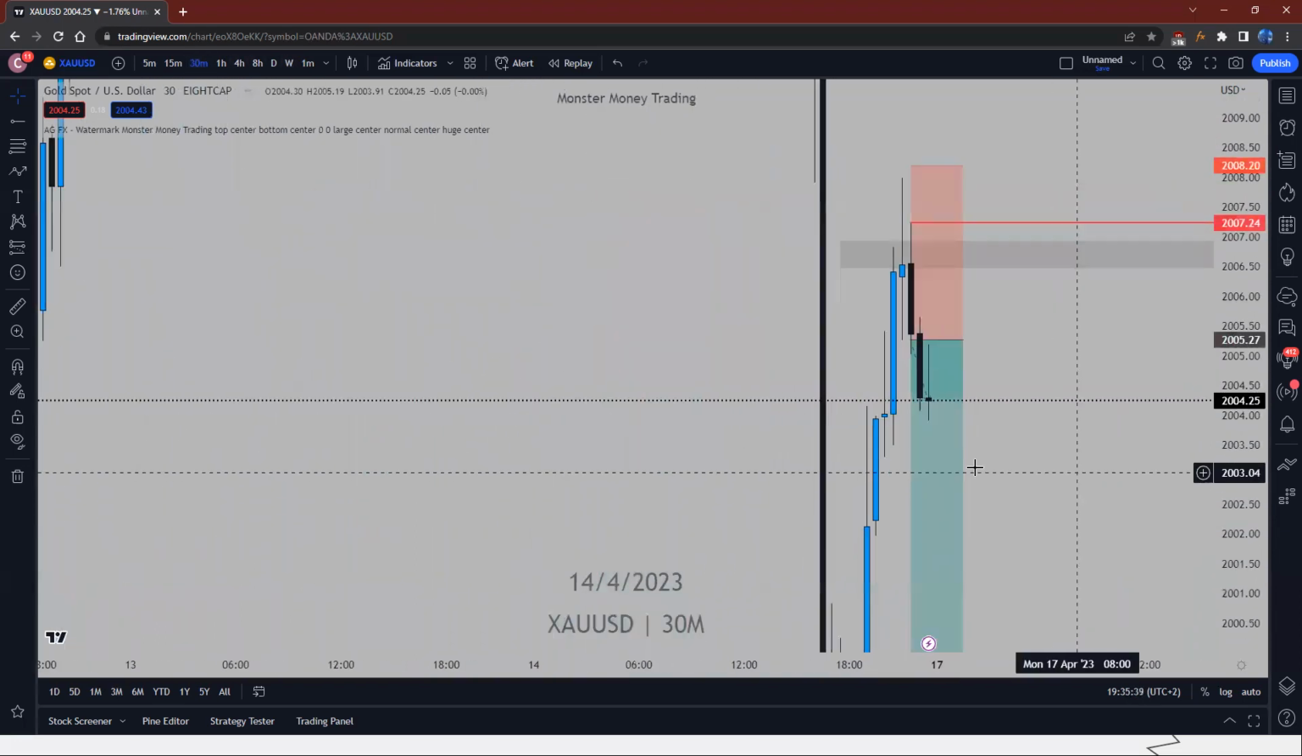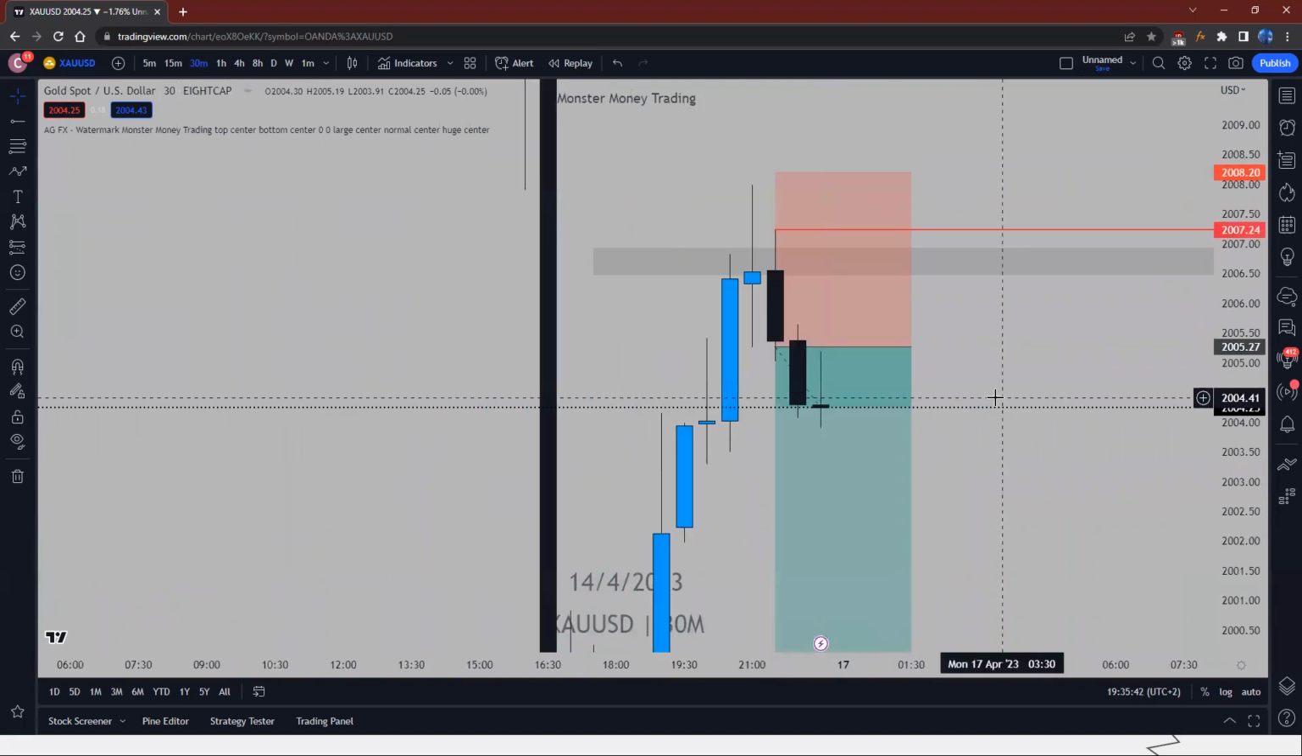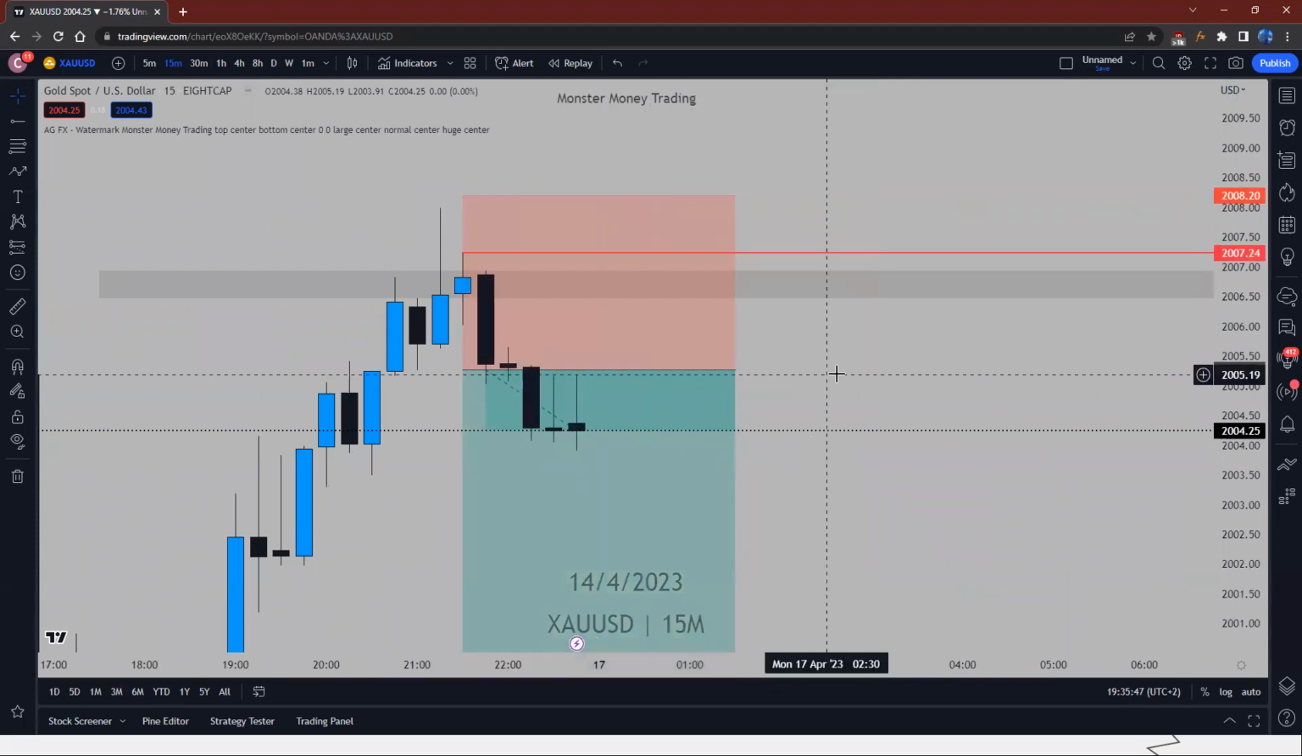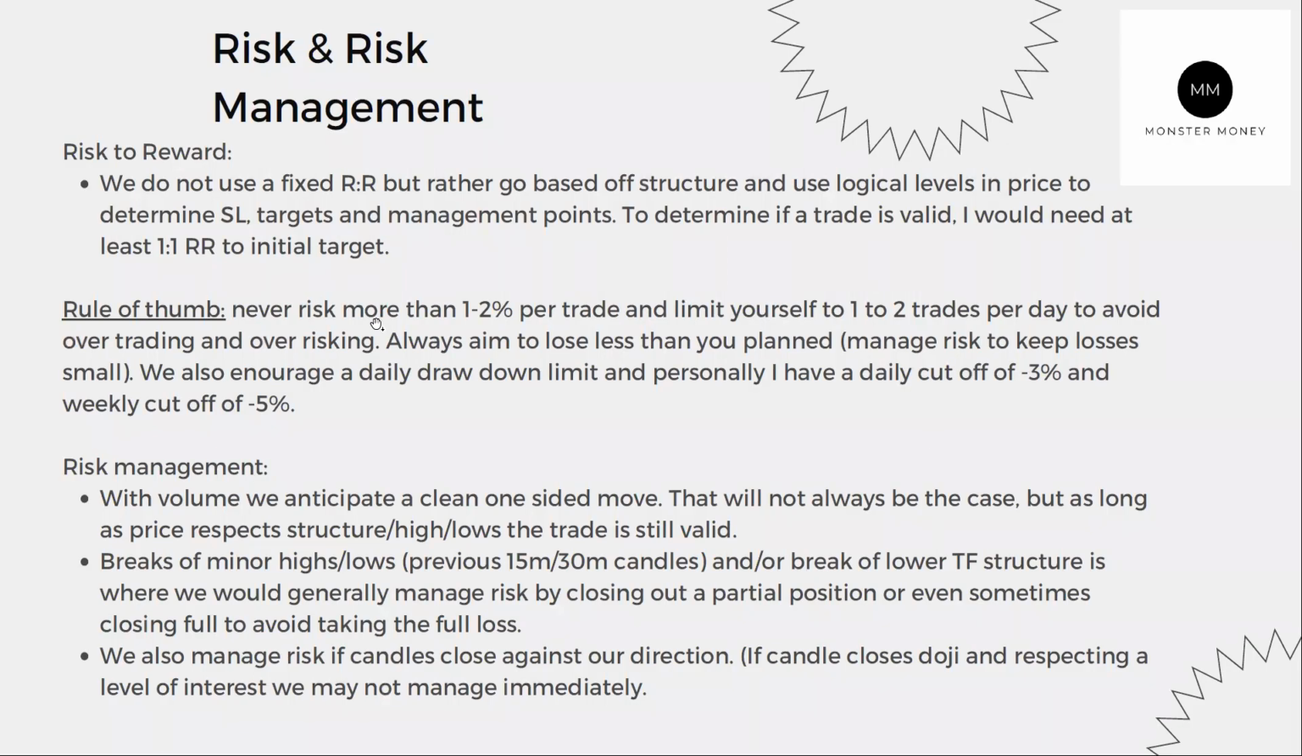Or if we had a 30-minute candle closing bullish, or a strong 15-minute candle closing bullish, closing against the direction of our position here, that's where we could manage risk. Because if there's a candle closing bullish, that increases the probabilities of the next candle moving bullish. And obviously, if we are selling, we don't want to see price moving bullish. So it's important to listen to what price is telling you and act on that. We also manage risk if candles close against our direction, as discussed. If candles do close doji and respecting a level of interest, we may not manage immediately.